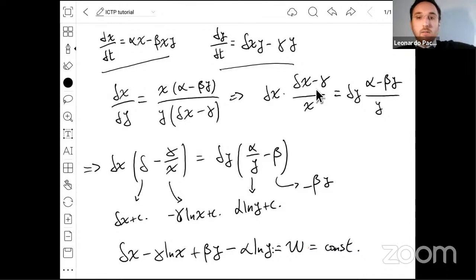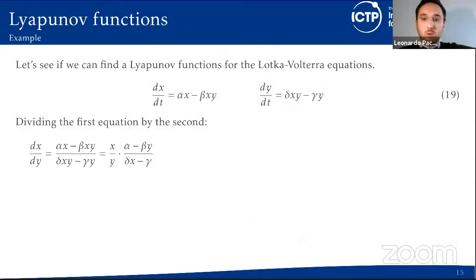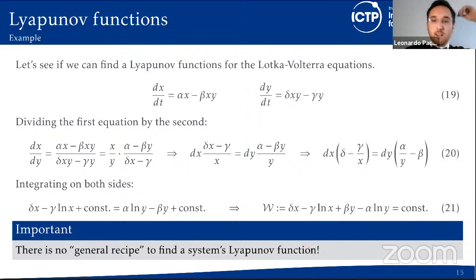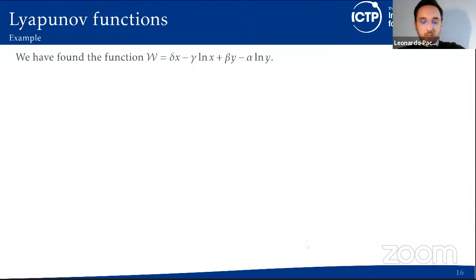So, sorry, let me just jump here. Again, this is not a general technique. Every time we have to see how our system behaves and do some trial and error, but in this case, we are lucky. So we have a conserved quantity. Can we use it as a Liapunov function to study the stability of the two equilibria that we know the Lotka-Volterra system has? So let's see.